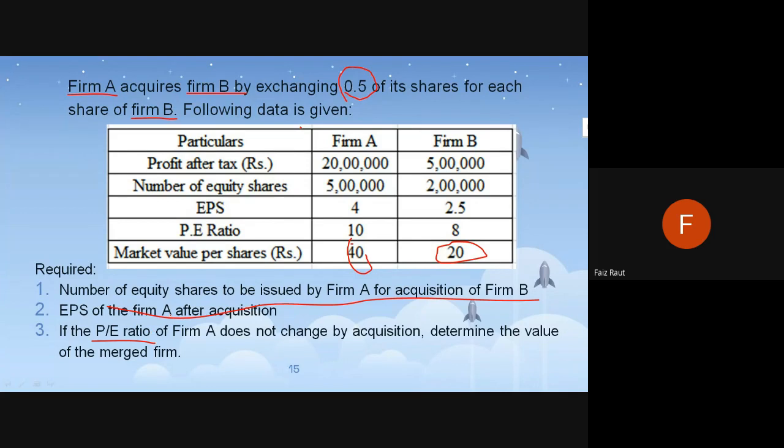I hope you remember the formula. PE ratio stands for price, which is market value per share or market price per share. So P stands for price, market price, and E stands for EPS. So this ratio is MPS divided by EPS. MPS is this, which is 40 and 20, and EPS is this, which is 4 and 2.5. So the PE ratio is 10 and 8, and this will not change after acquisition. The 8 will not remain, firm B will not exist. We will focus on 10 and determine the value of the merged firm.